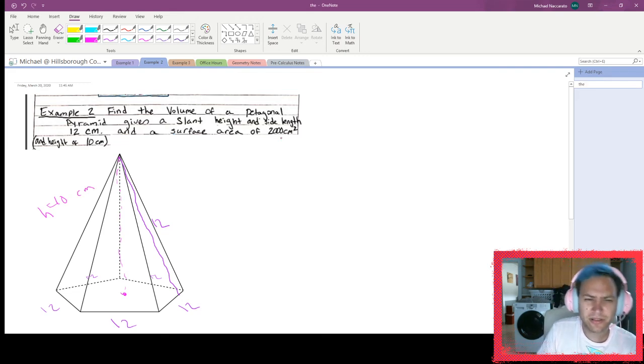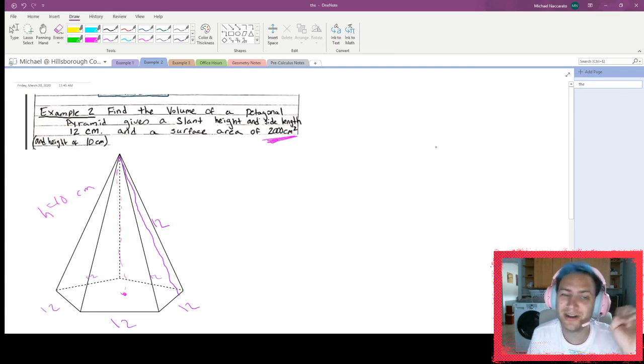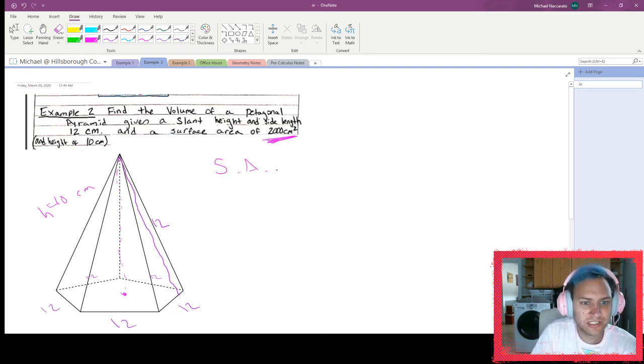Well, I got to think about this because they gave me the surface area. If I just try to plug into the formula, the problem is I don't know the area of the base, right? I could figure it out, but it's a lot of work. But we can use the surface area to do that pretty easily, right? Surface area of a pyramid is going to be equal to base plus the perimeter times the slant height divided by 2. Well, let's plug those things in.